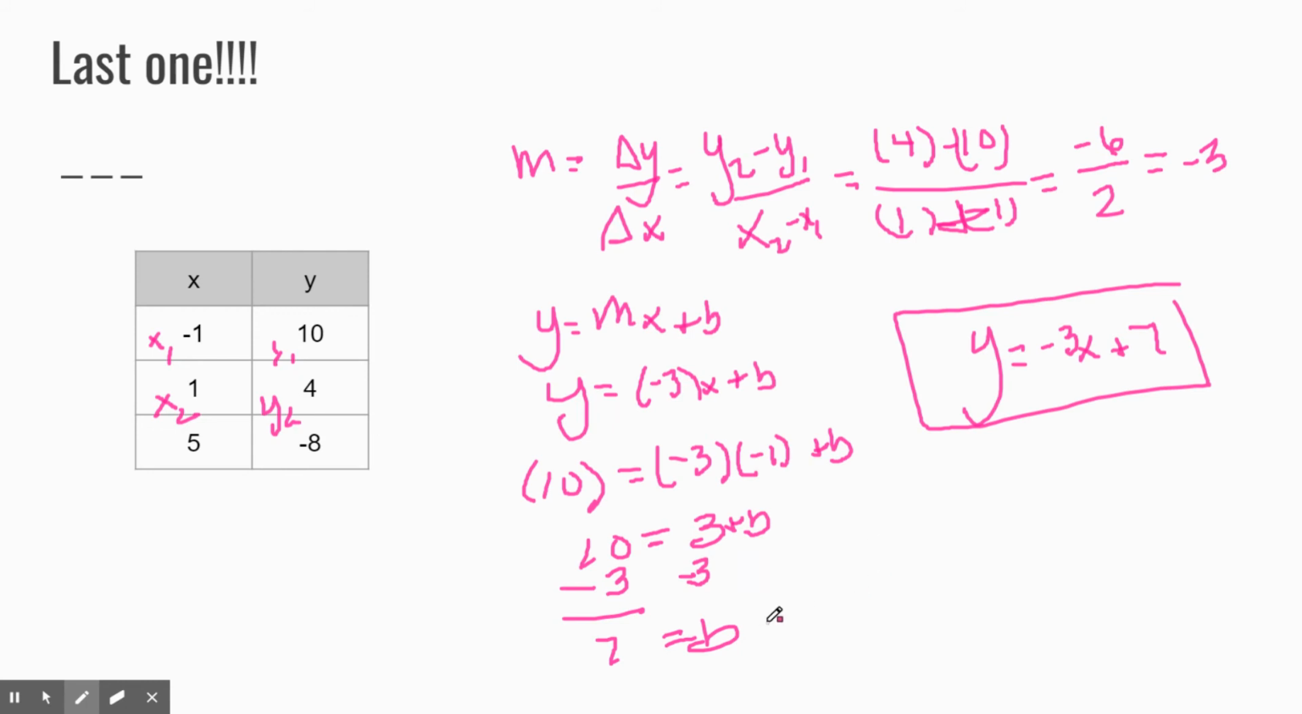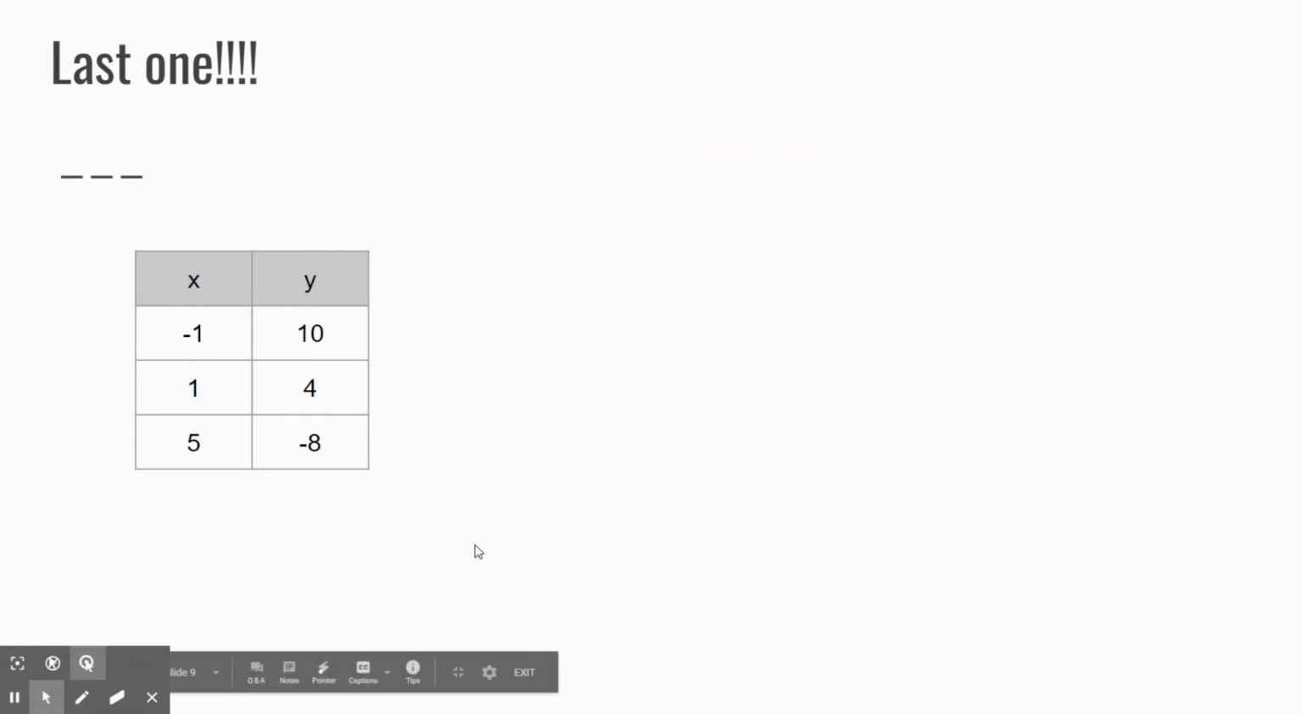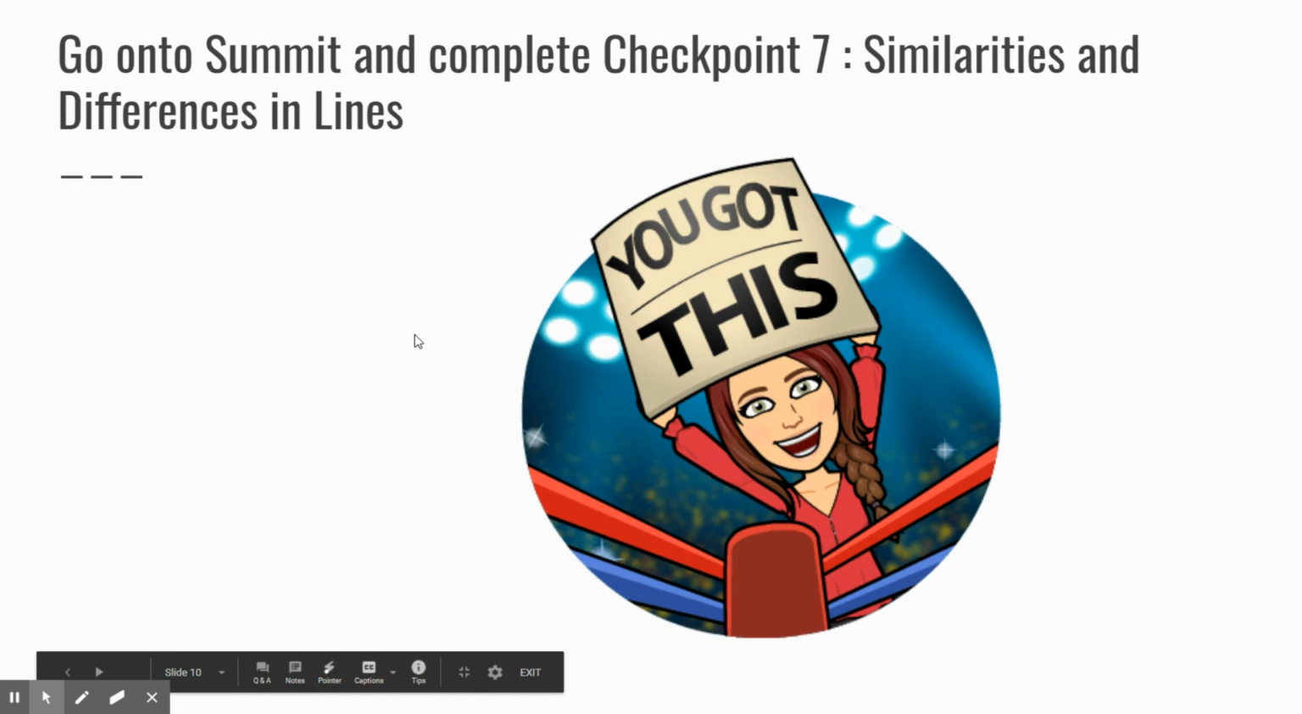All right, now that we've got this all done, you guys can go ahead and work on your next checkpoint, which is going to be checkpoint 7, similarities and differences in lines.